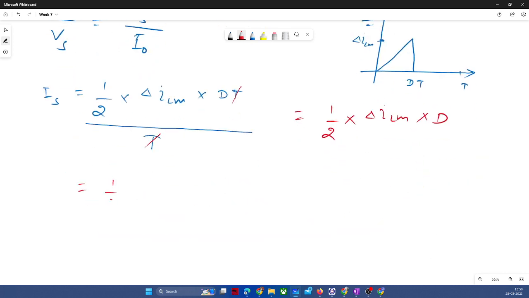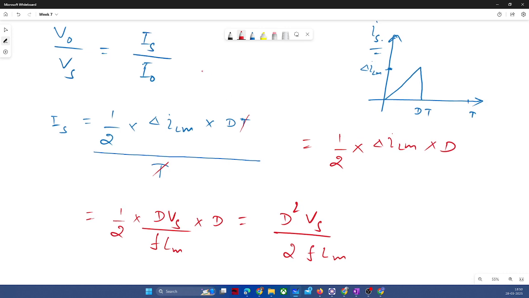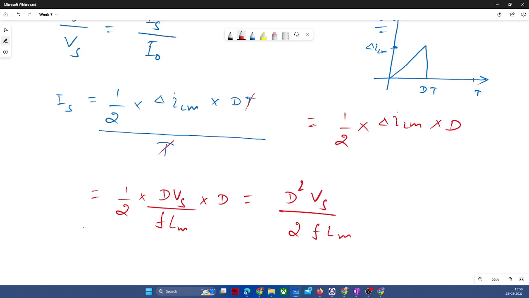So half into delta I_LM is dVs by F L_M into d. So it will be d squared Vs by 2 F L_M, right? So we converted the average value of Is in terms of d, Vs, F and L_M, and that is not dependent on some other thing. And I naught, we know that I naught is V naught by R. So I naught also we can convert in terms of V naught and circuit parameters.